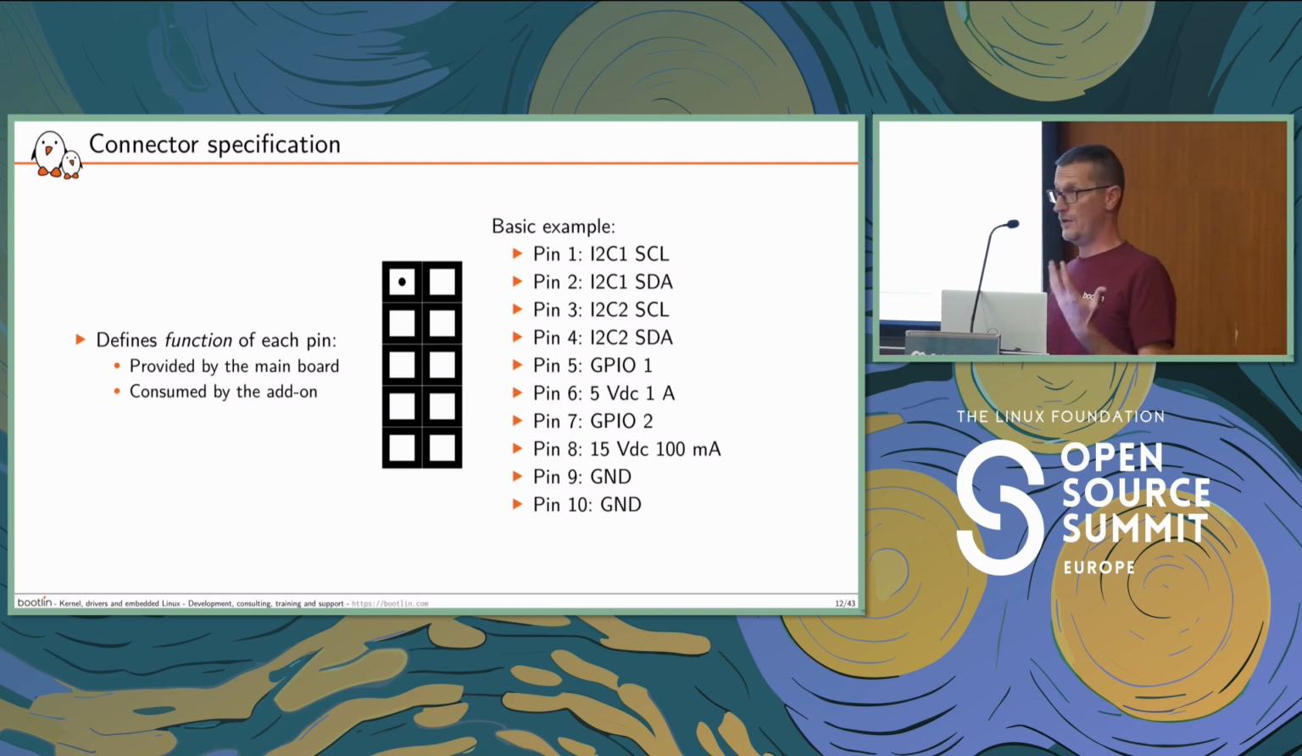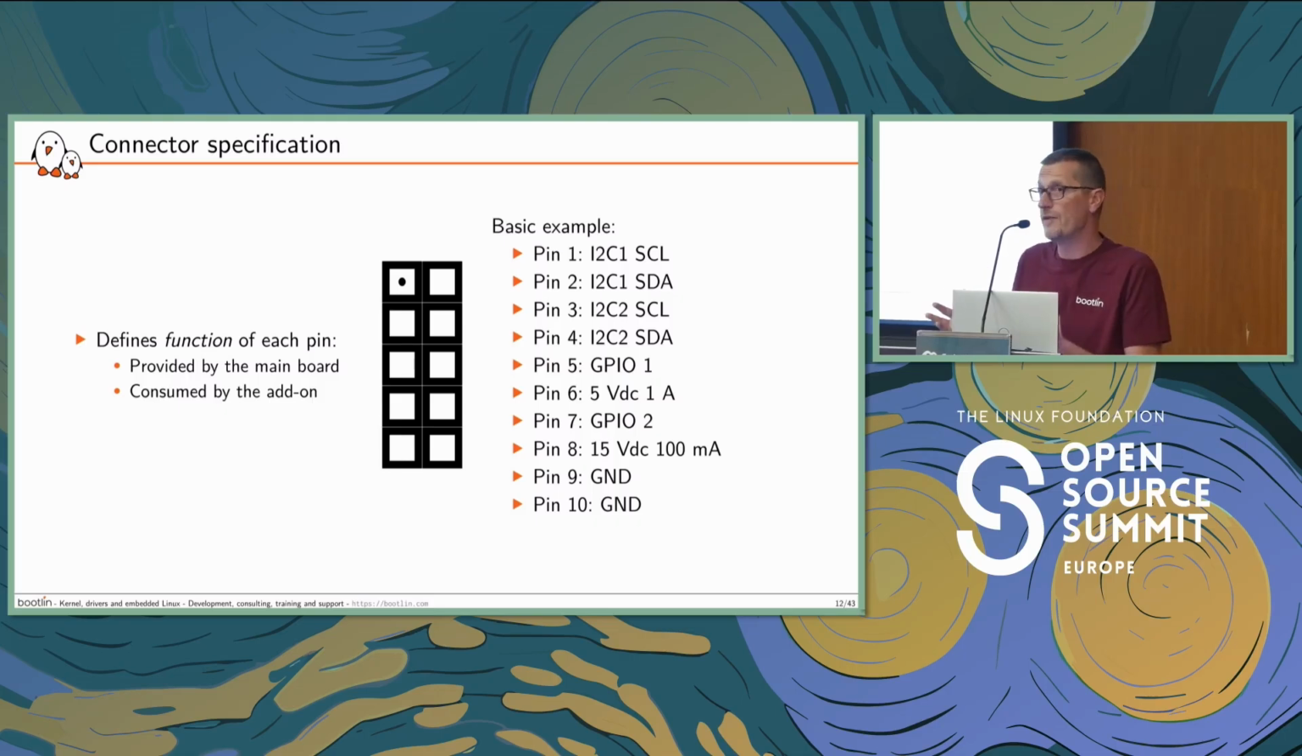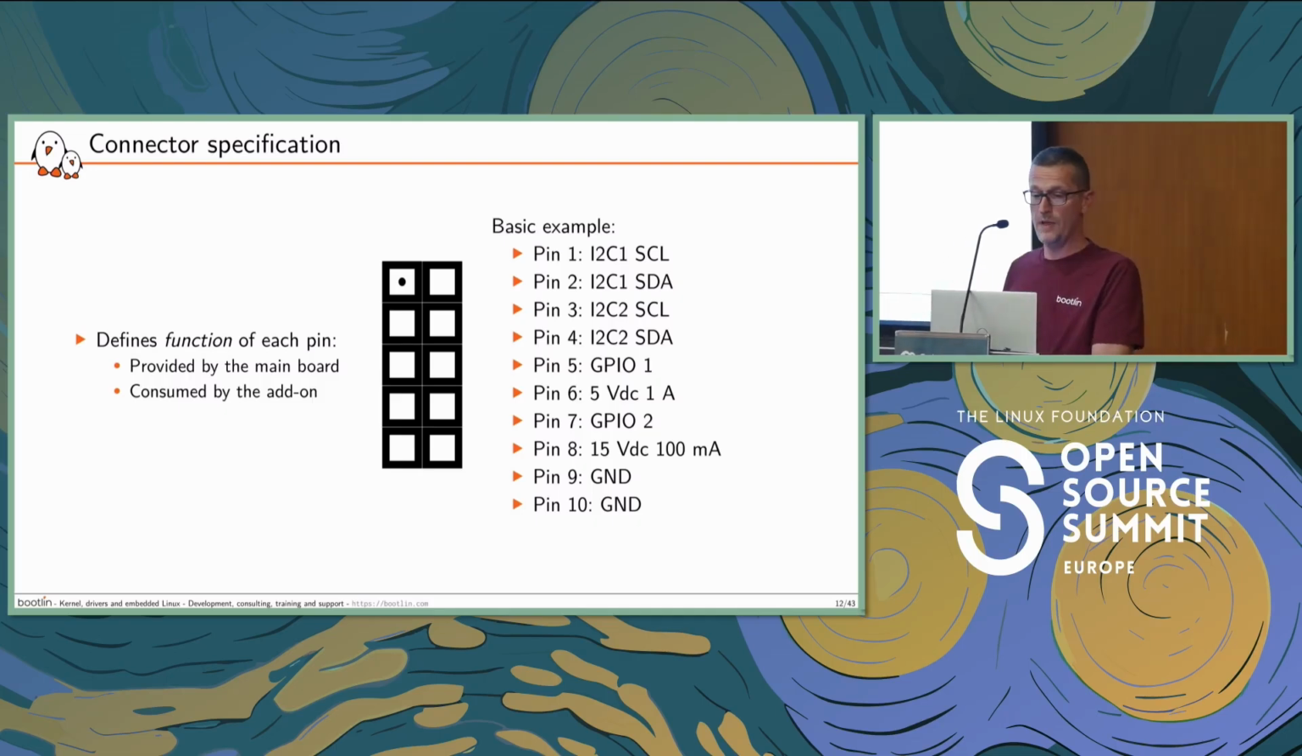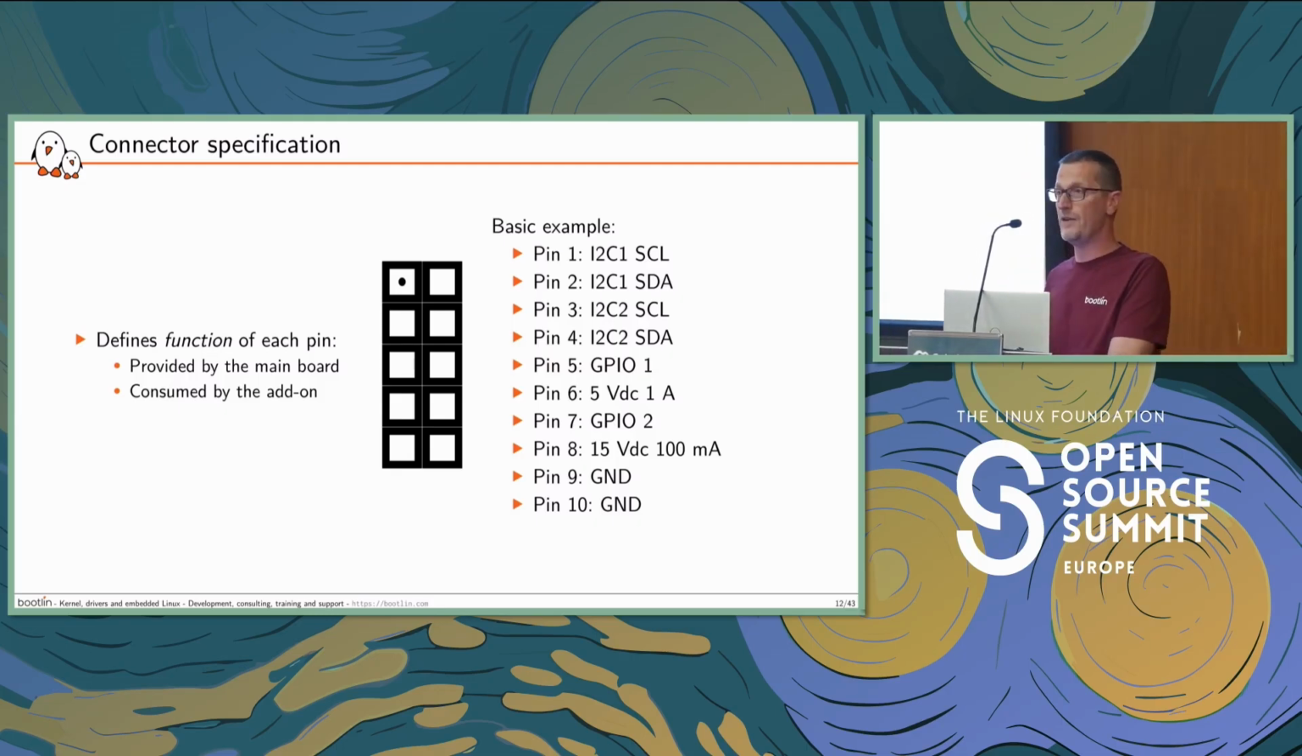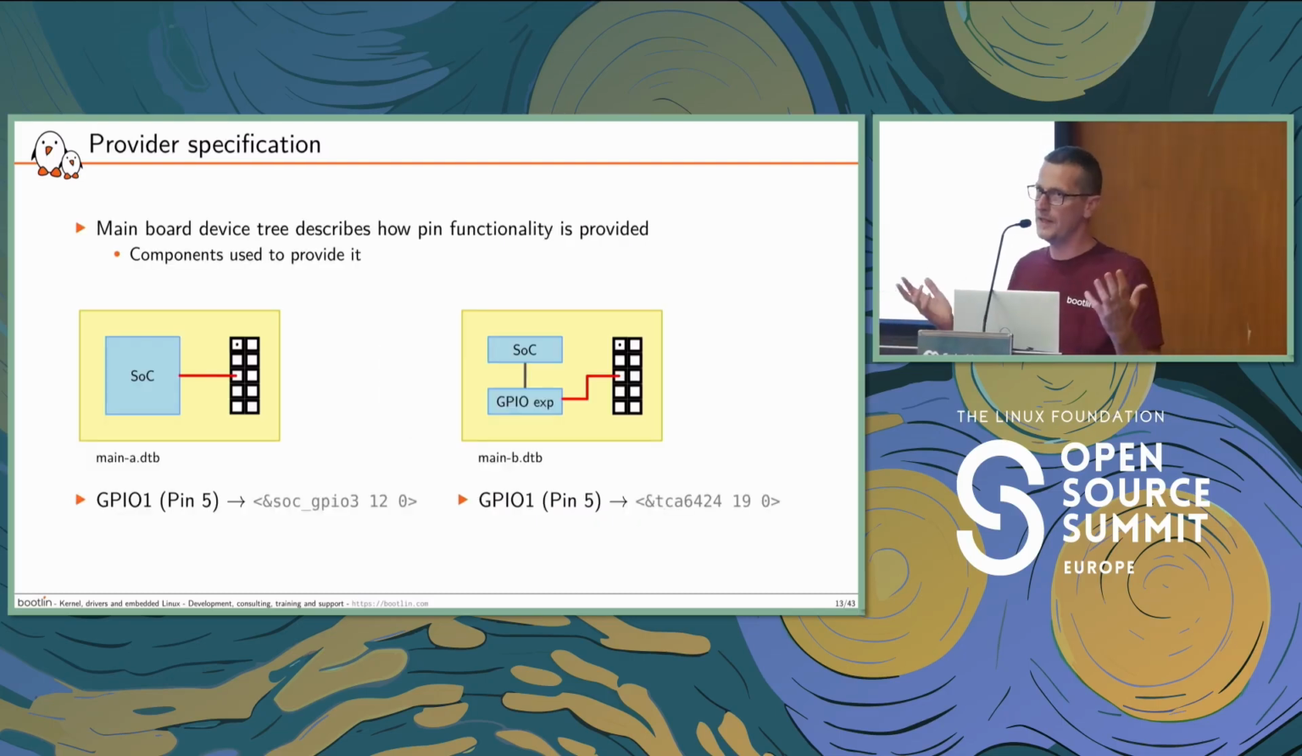So the connector itself is a contract, so it needs a specification to describe what it provides and what can be used by the add-on. And this specification, for what is relevant for the operating system, is mainly describing pins. So in this trivial example in the picture, you have a connector with pin 1 and 2 being an I2C bus, pin 3 and 4 another I2C bus. Then you have on pin 5 a GPIO, which we call GPIO 1. That's just a name to mention that pin, and GPIO 2 is on pin 7, then you have some power rails and some ground. So that's the idea. In real cases, you will have more pins, but the idea is still the same.